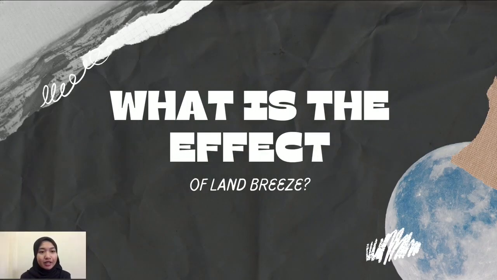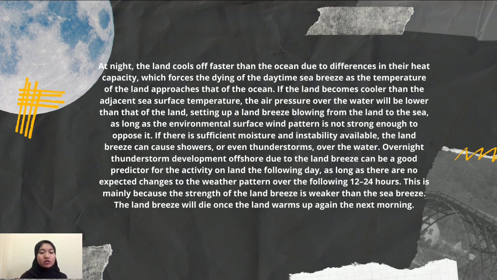Hi, I'm Ilham. The next point is what is the effect of land breeze? At night, the land cools off faster than the ocean due to the difference in their heat capacity, which forces the dying of the daytime sea breeze as the temperature of the land approaches that of the ocean. If the land becomes cooler than the adjacent sea surface temperature, the air pressure over the water will be lower than that of the land, setting up a land breeze blowing from the land to the sea, as long as the environmental surface wind pattern is not strong enough to oppose it.